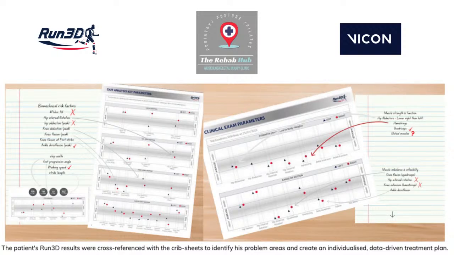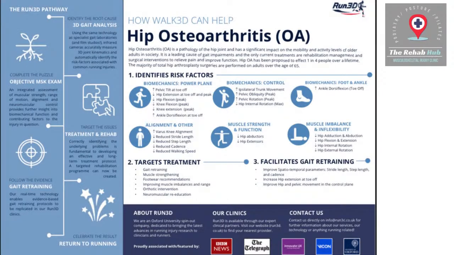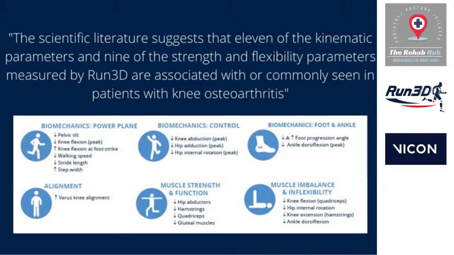This is just to give you an example of what our reports look like. So when we get this, the results are basically cross-referenced off the report that comes out of Run3D, and then we've got the crib sheets from Oxford Uni that we showed you. If I just jump back to that presentation, these crib sheets here that the guys at Run3D and Oxford University pulled together for us, we can see here that the risk factors are absolutely bang up to date and show that the parameters that we're measuring are risk factors associated with osteoarthritis.